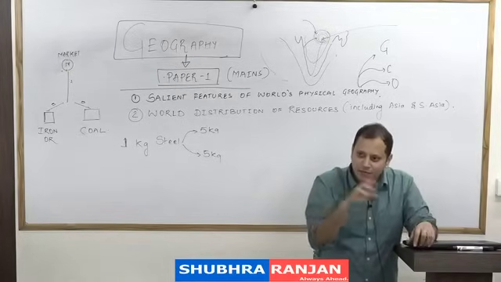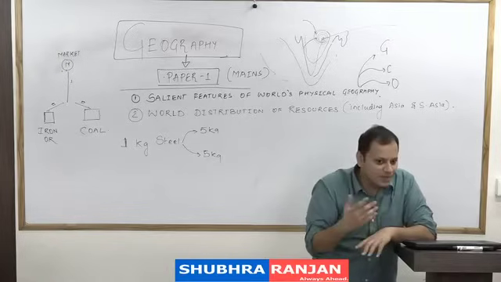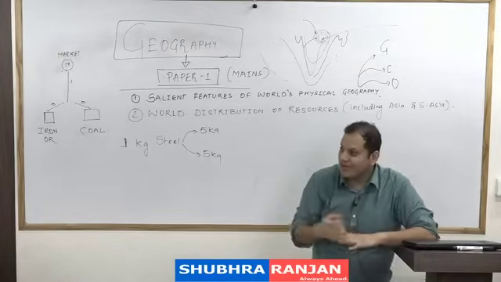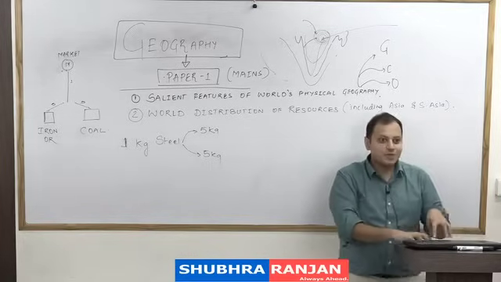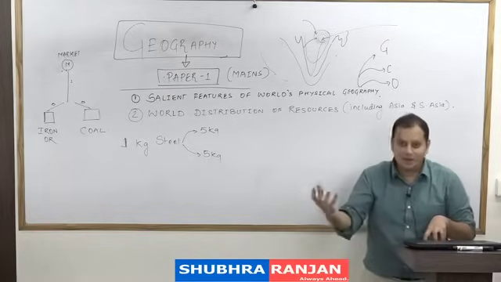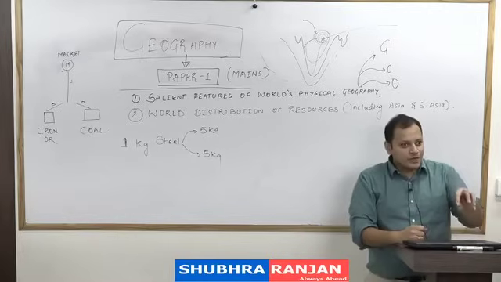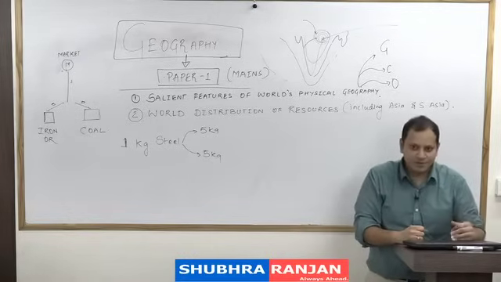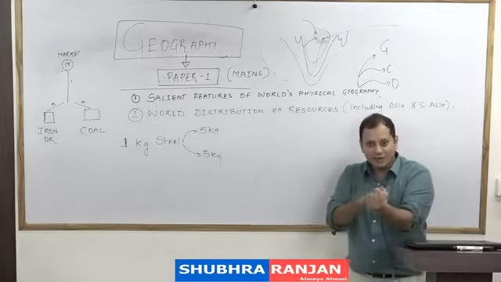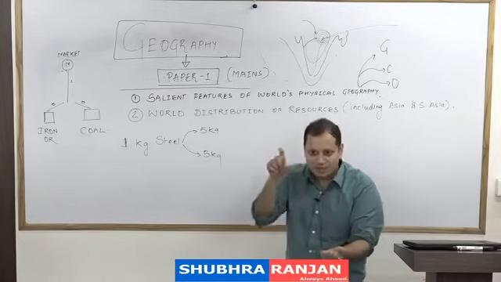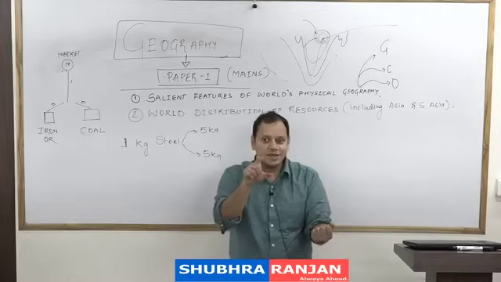Do you eat carbohydrates? Yes. Why? As a source of energy. Why is it named carbohydrates? Because the most important constituent in it is carbon. Do you eat proteins? Yes. Amino acids. Why? Again, as building blocks. The most important element in it is nitrogen.